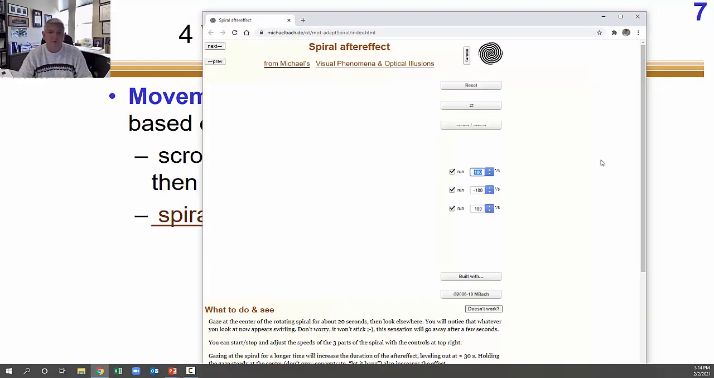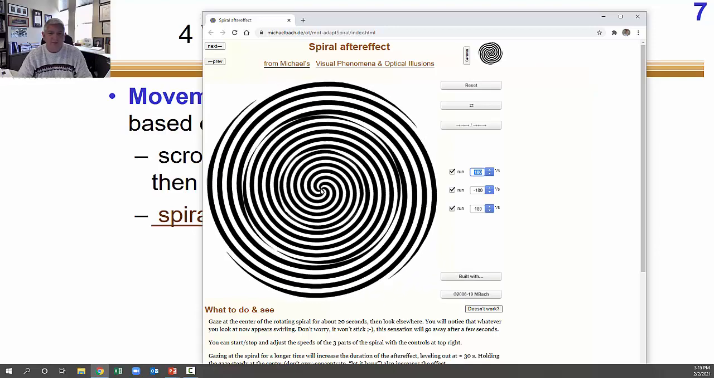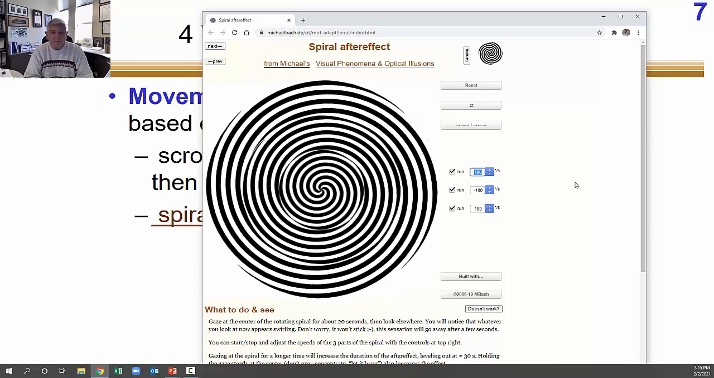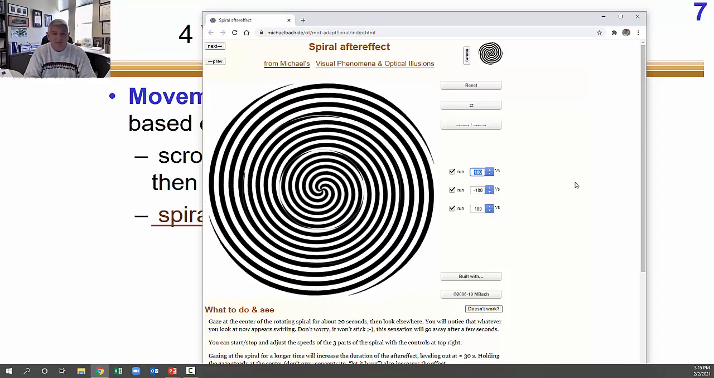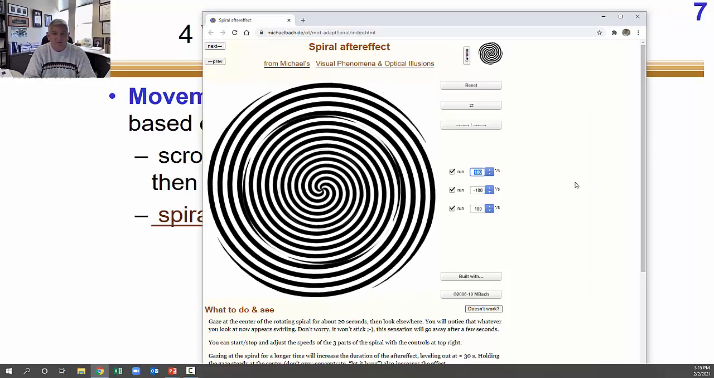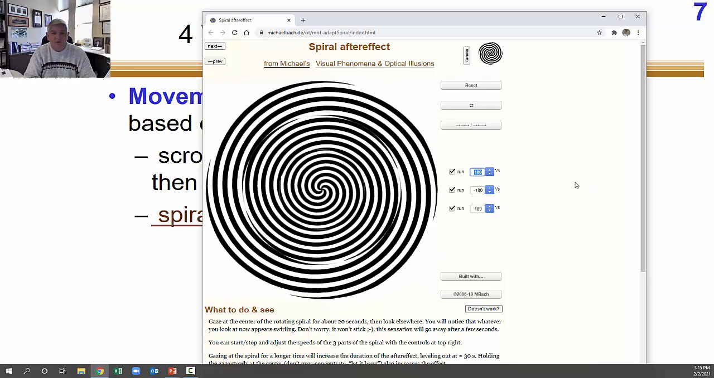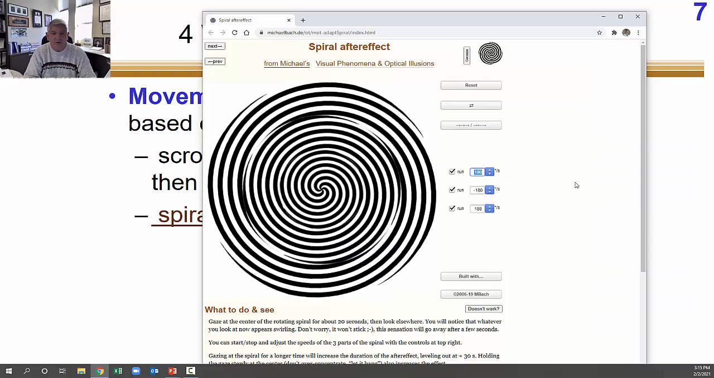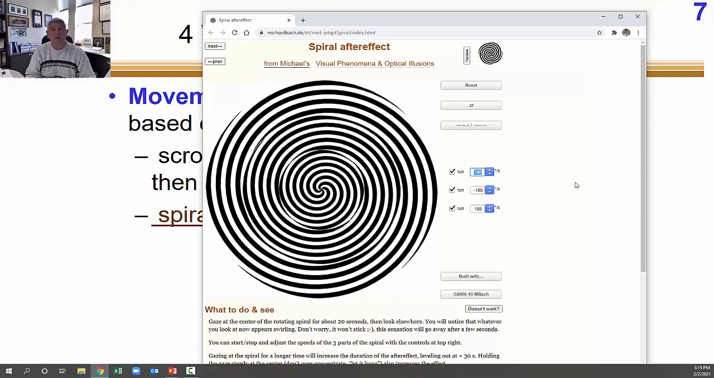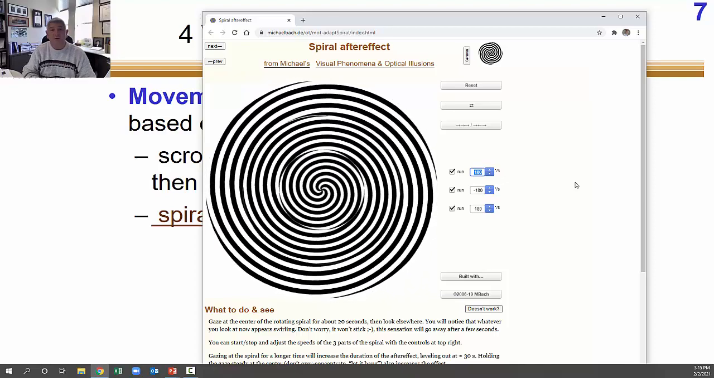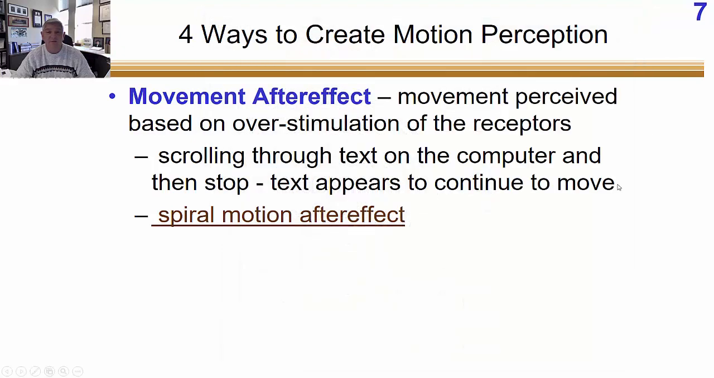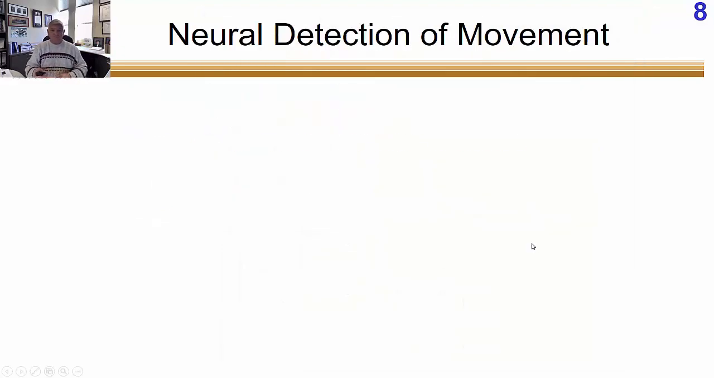Okay, so what I want you to do is look right in the center of the spiral. Keep looking right in the center of the spiral. No, I'm not trying to hypnotize you, but keep looking. Keep looking right in the center. And when I tell you to, I want you to look at the back of your hand. Okay, look at the back of your hand. Wow, that's pretty weird, isn't it? So it looks like your skin's moving, right? Because of adaptation, right? So that's movement after effect.